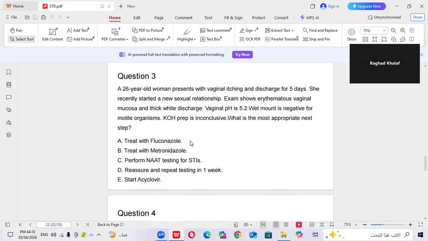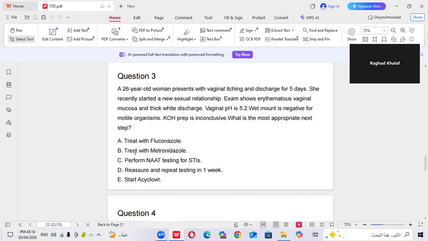Treat with fluconazole. We already ruled out candidiasis. Treat with metronidazole. We are not sure that this is bacterial vaginosis or trichomoniasis because here it says that the wet mount was negative for motile organisms, so it's not trichomoniasis, and you can't be sure that it's bacterial vaginosis as well. You didn't test for it to make sure. Perform NAT testing for STI or reassure and repeat. No, you can't do this one. Start acyclovir. This is given for herpes simplex virus infection, and it's not manifested here, so we can't do this either.